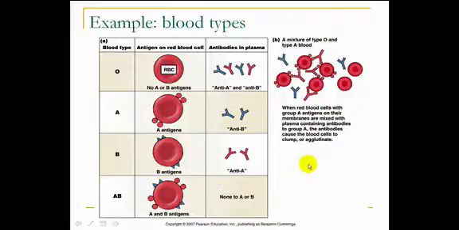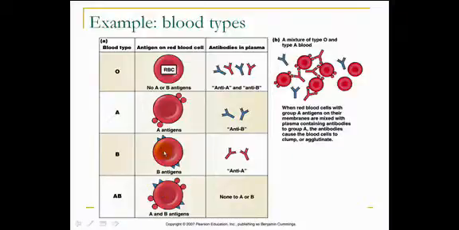So the idea here is, if you're type AB, you have no antibodies, okay? Because you're not going to have an antibody against A or B because it doesn't look foreign to your body, because you have those antigens on your cells.